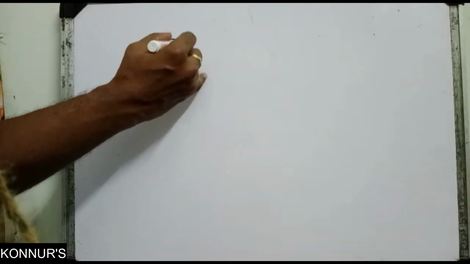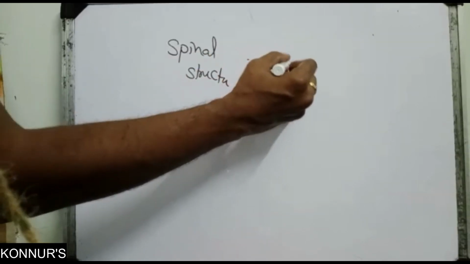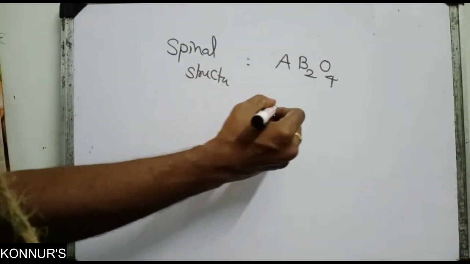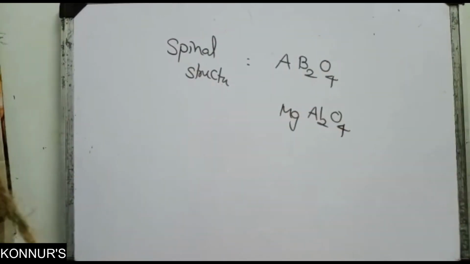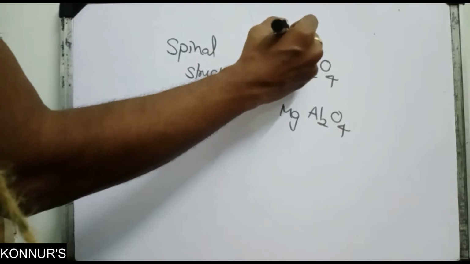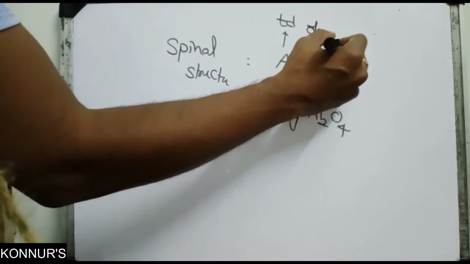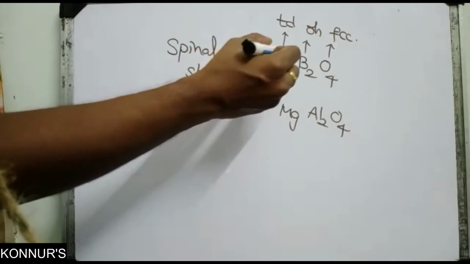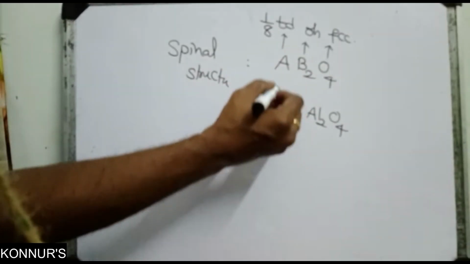Next, spinel structure. The formula is AB2O4. The best example is MgAl2O4. A occupies the tetrahedral void, B occupies the octahedral voids, and oxygen is at FCC points. Tetrahedral voids are 8, so 1 by 8 of the tetrahedral voids is occupied by A, which is the plus 2 oxidation state.